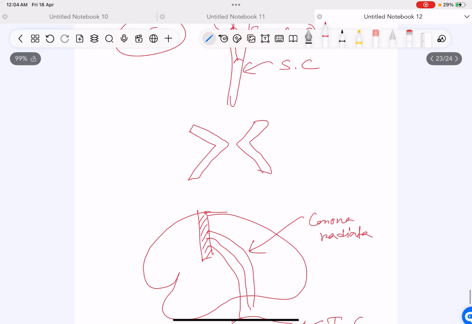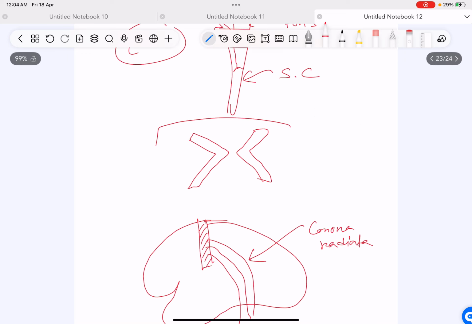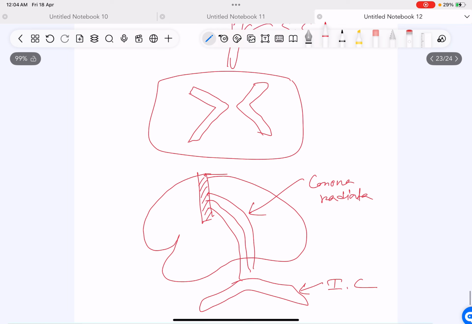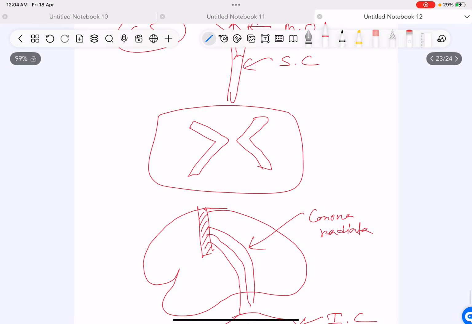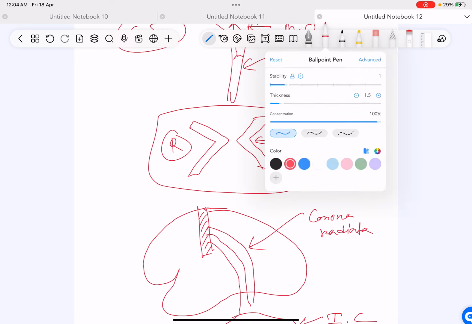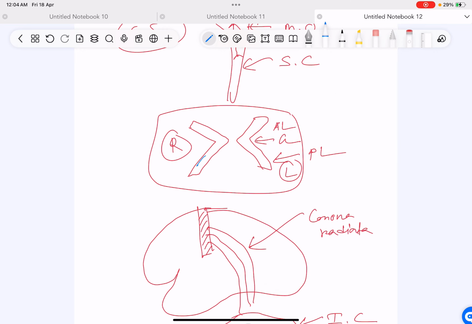Now we are seeing from the top. This is the axial cut section. So this is the anterior limb, this is the genu, and this is the posterior limb of the internal capsule. This is the right side, this is the left side, because we're looking from the top, like we are seeing a CT scan. So the corticospinal tract fibers go through the posterior limb of the internal capsule.